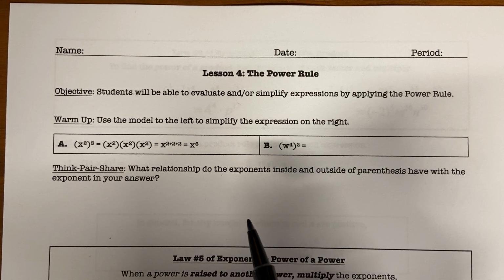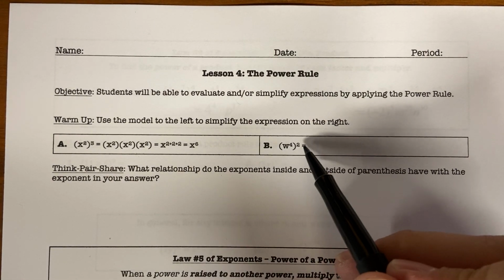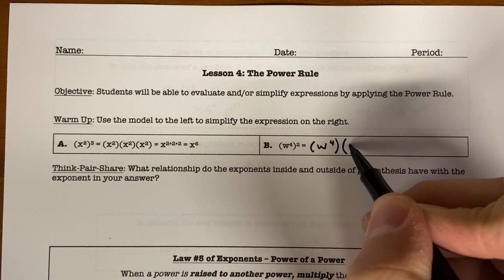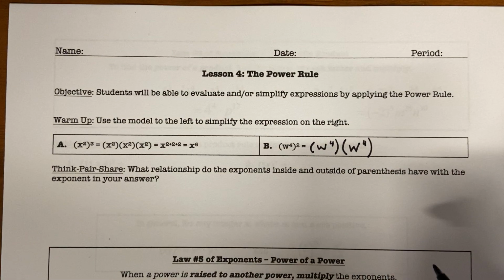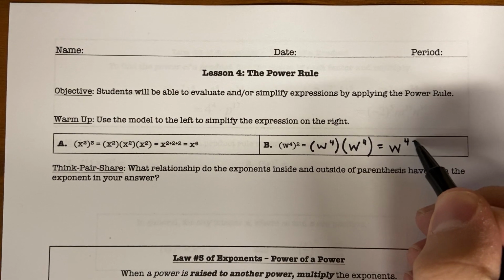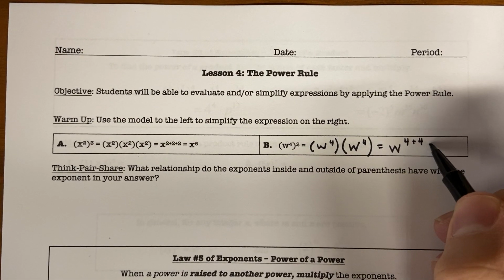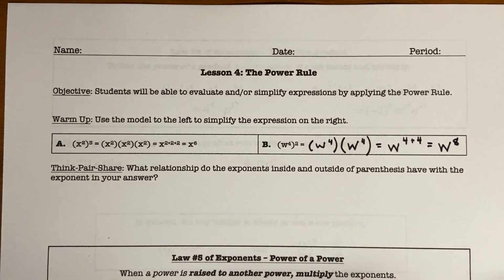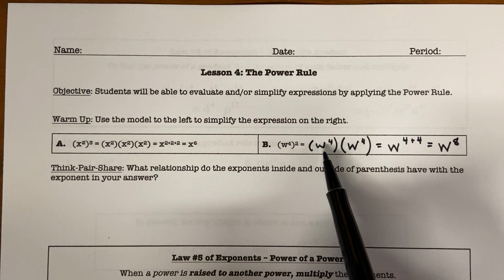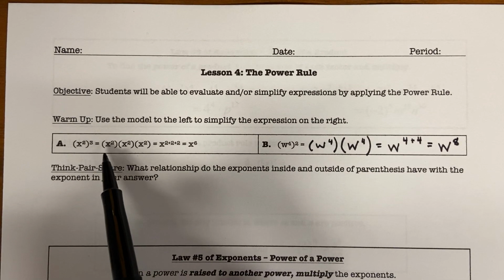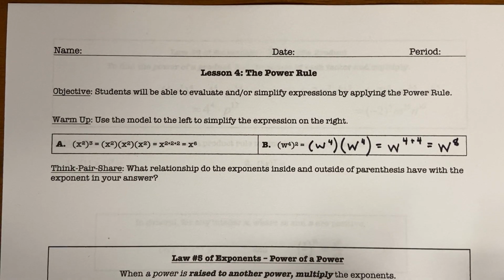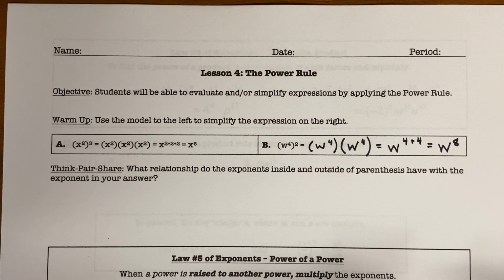So if I follow the same steps on the right, w to the fourth power to the second power, that means I'm multiplying w to the fourth power times w to the fourth power. Well, I'm going to add my exponents together. So 4 plus 4 equals w to the 8th power. Now, writing it in expanded form like we did here, on the left-hand side, x squared times x squared times x squared, can be a little bit time-consuming. So what we're focused on today is going to be figuring out the shortcut.